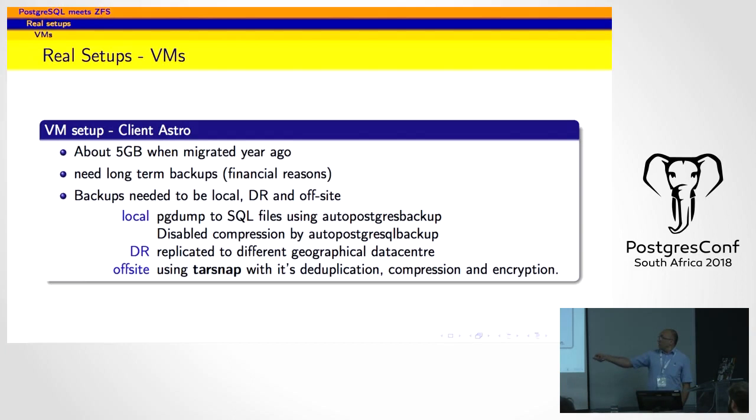I have a DR that I replicate to a different data center. I actually run the same on there, just different times of the day. The one runs before the batch runs, the other one runs after the batch runs for the day. So I have two sets of backups for that client on different parts of the day. Then I use offsite using TarSnap. Now the nice thing about this, because of the deduplication, compression, and encryption, I use TarSnap, and I'll show you now why I use that. So let's have a look at this client setup.